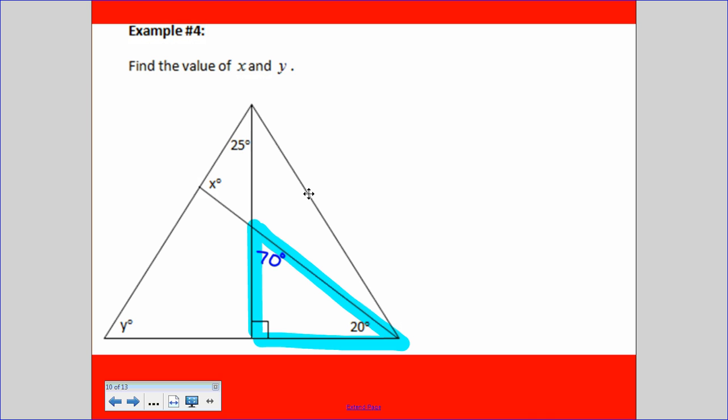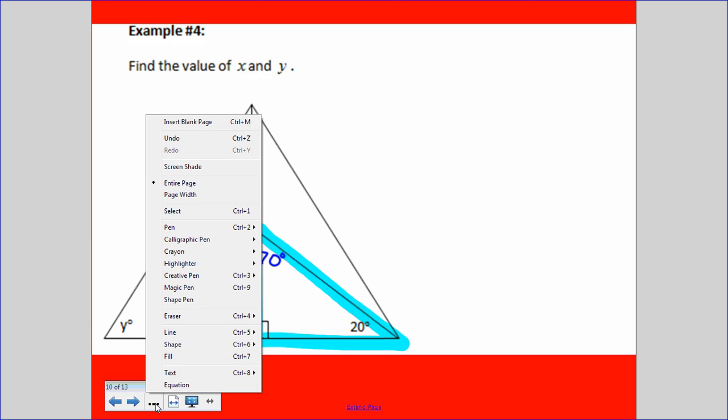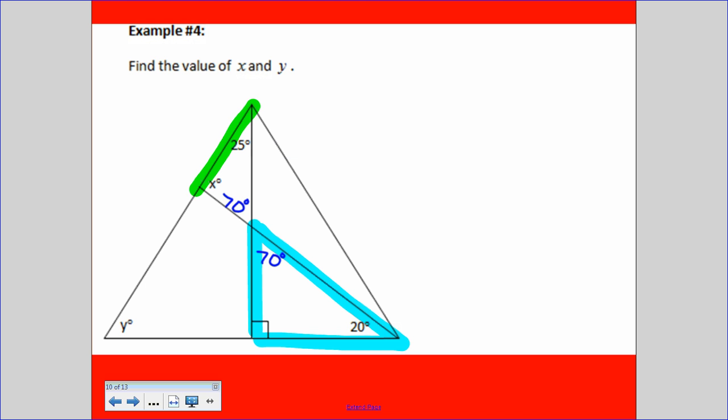So if this angle is 70, what other angle is 70 degrees? Vertical. They're called vertical, right? Use your math terms, your math words. So that means that this angle up here is 70. Good. Now I can use that top triangle to help me find x.